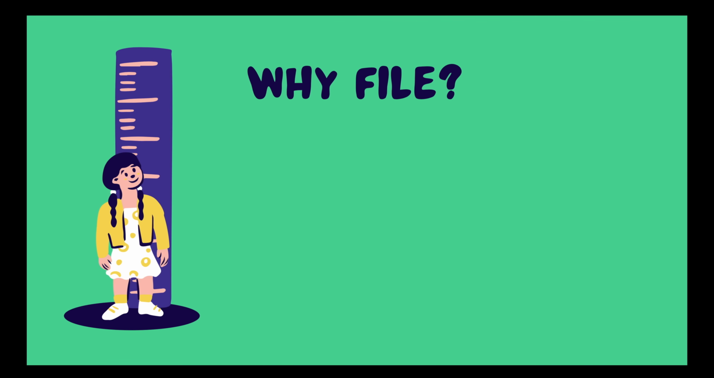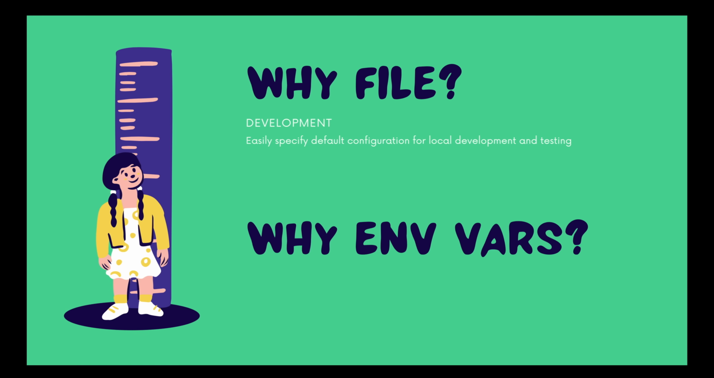Reading values from file allows us to easily specify default configuration for local development and testing, while reading values from environment variables will help us override default settings when deploying our application to staging or production using Docker containers.